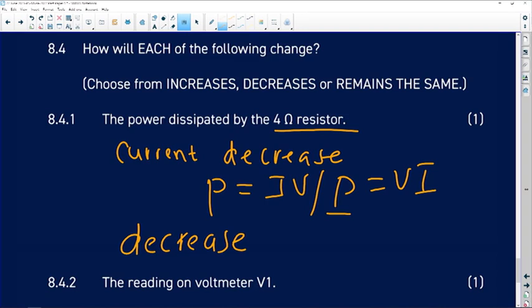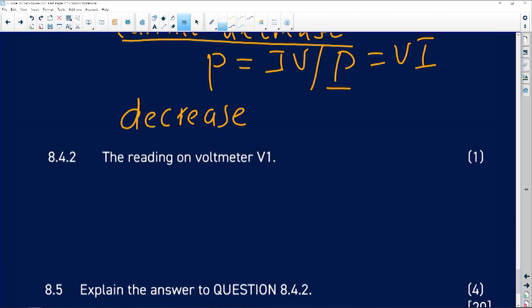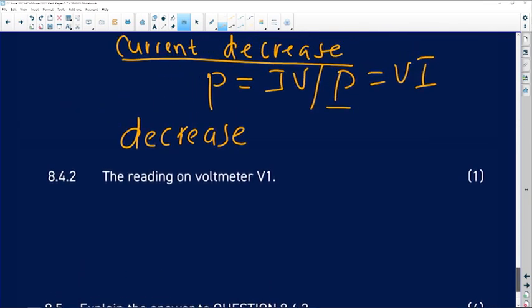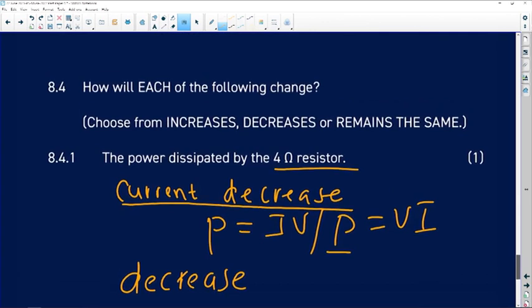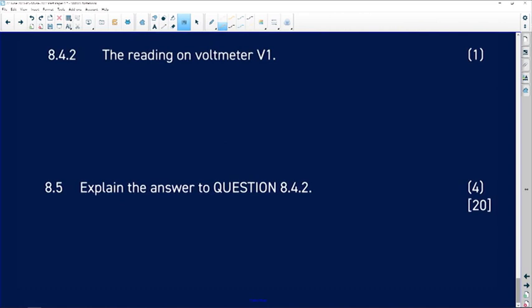Why decrease? It is because if you remove a resistor in parallel, you increase the resistance of the circuit, and the current will decrease because of Ohm's law. Let's move to the next question, which is 8.4.2. They want to know what will happen to the reading on V1. I normally advise learners, if you have a question that requires you to explain, first explain. In your explanation, you will get the answer whether it's going to increase or decrease.